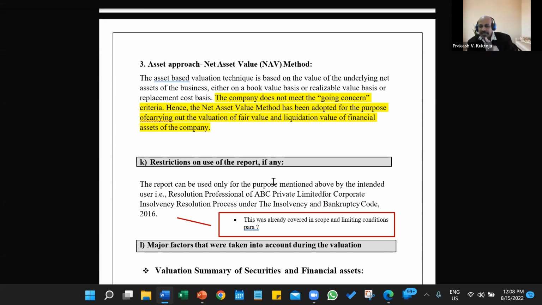Yes, sir. But I think that would be the final report. My point here was a draft report. So I hope you are getting the difference. Right, sir. Agreed. Thank you, sir. No problem.